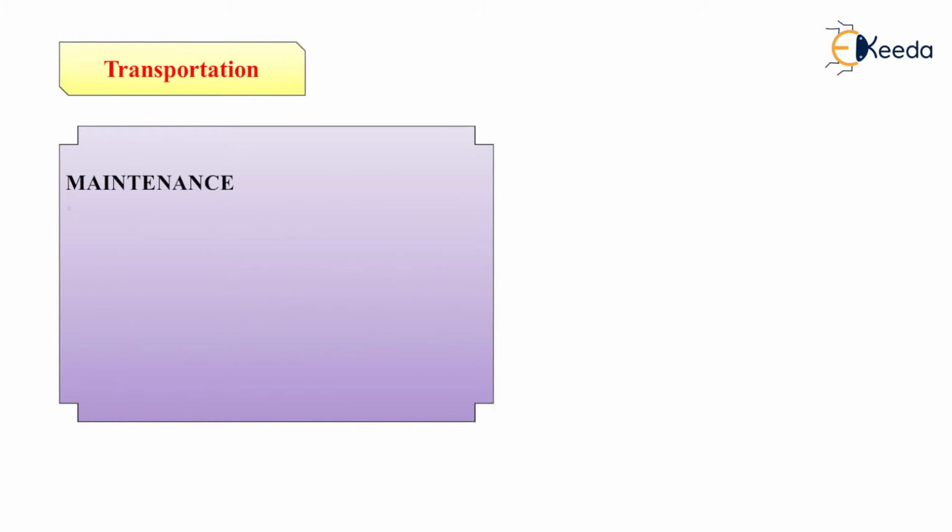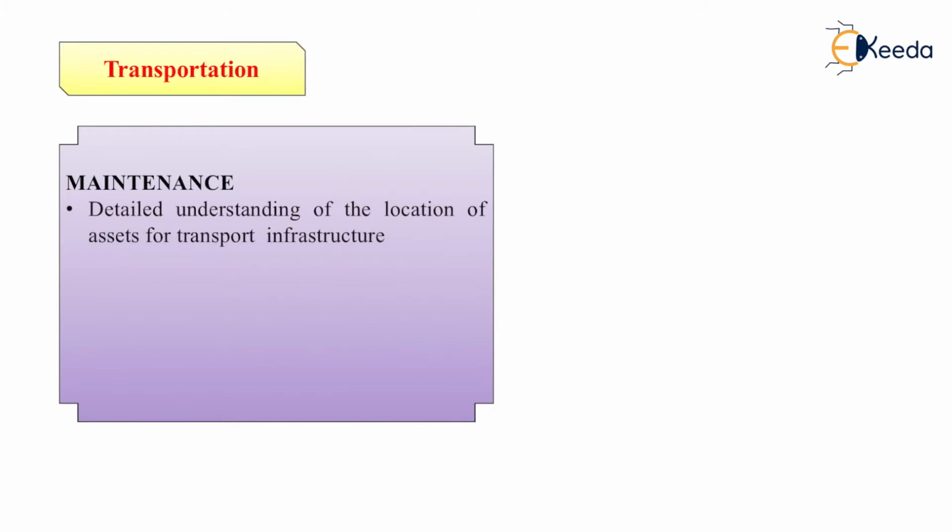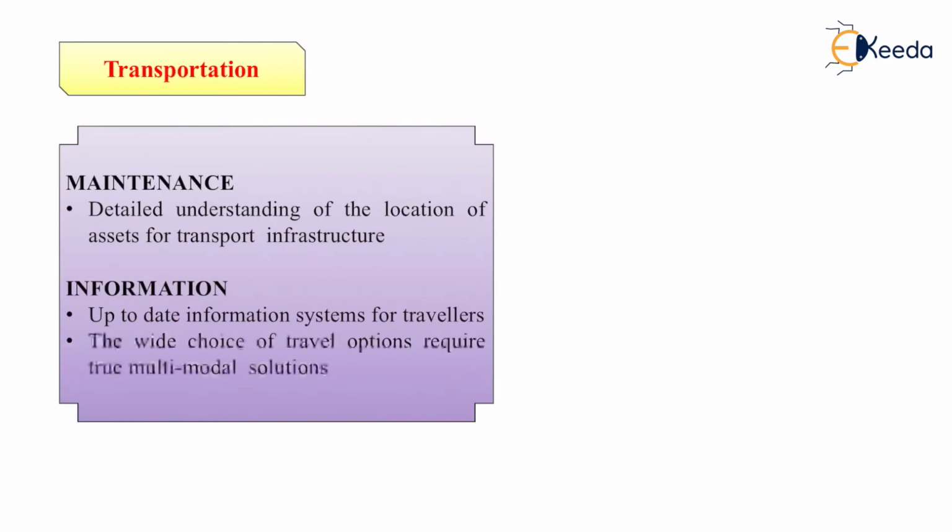In maintenance, a detailed understanding of the location of assets for transportation infrastructure is needed, and for information purposes, an up-to-date information system for travelers, with the wide choice of travel options required, through multimodal solutions can be given. For example, if we have to construct a bridge or whenever we are traveling, we have to reach a particular destination, so we can take the different routes also by using GIS.